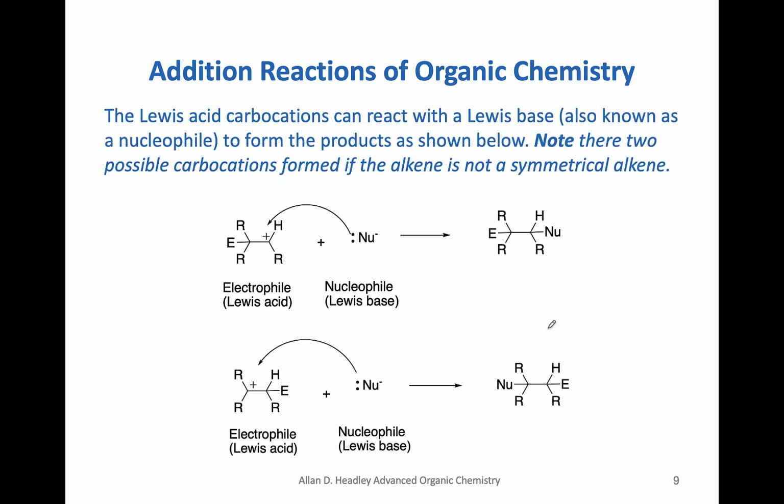In the next step, as you can imagine, this is a carbocation intermediate. So the nucleophile will react here to form this as the organic product, or it can react here to form this as the other organic product. So notice there are two possibilities here. If there is an alkene that's not symmetrical, we have a possibility of products.